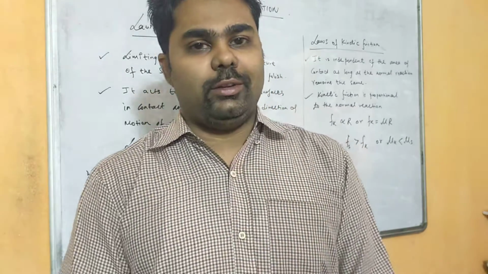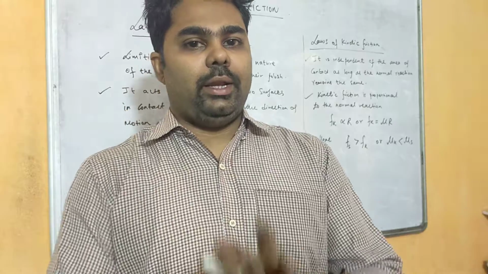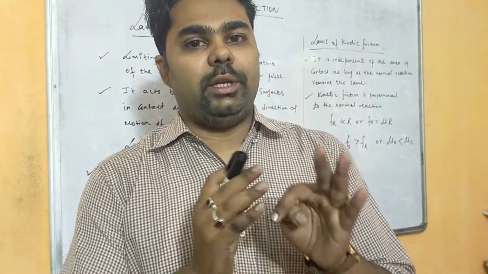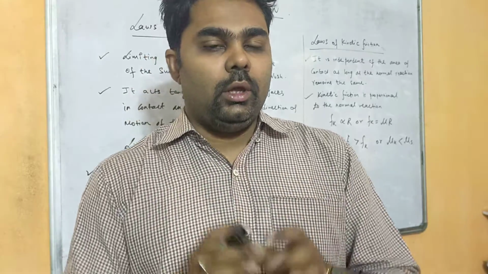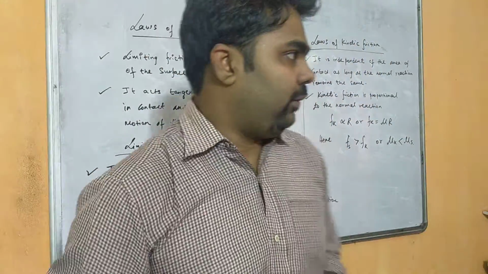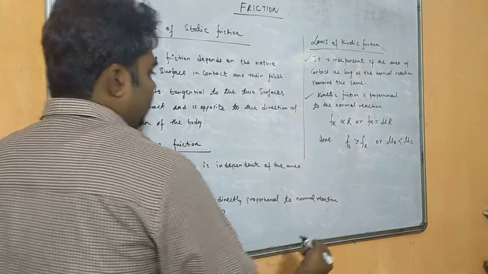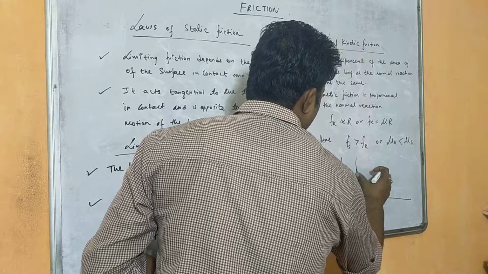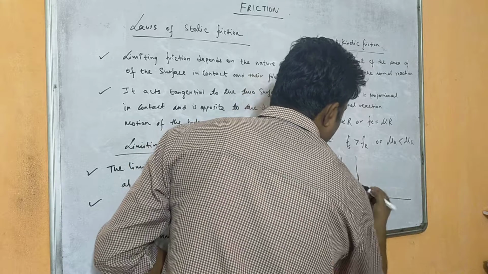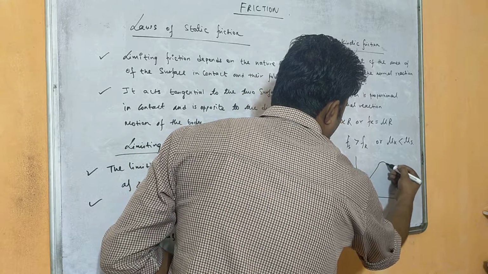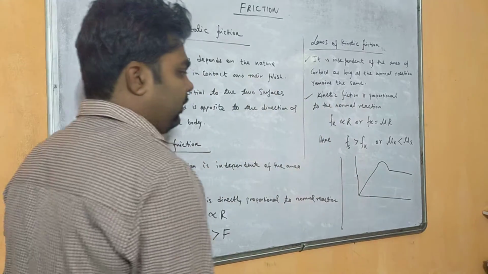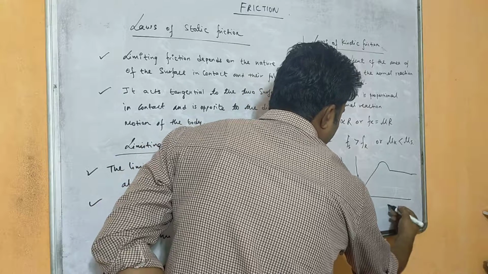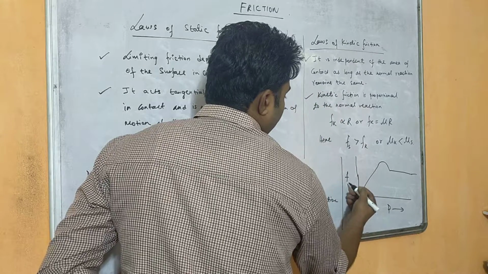Internal friction we have seen, that is the viscosity of a liquid. And external friction is subdivided into three parts, that is static friction, limiting friction and kinetic friction. So if you have seen my previous video, there I have drawn one graph. That graph was in this nature. So here this is the applied force and this is the force of friction.